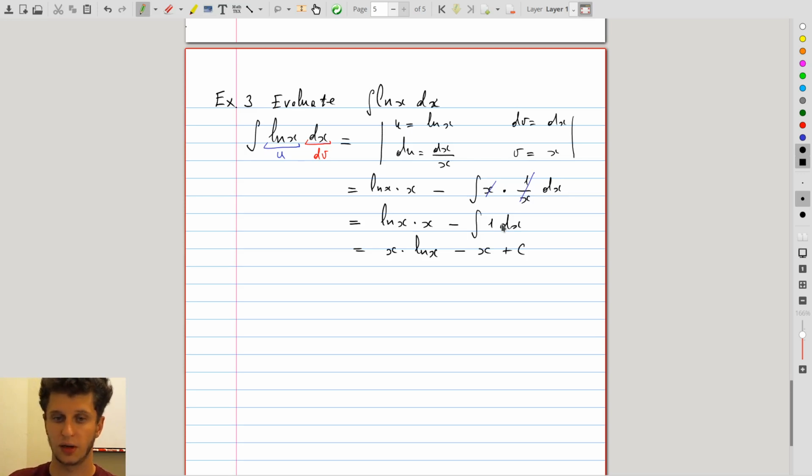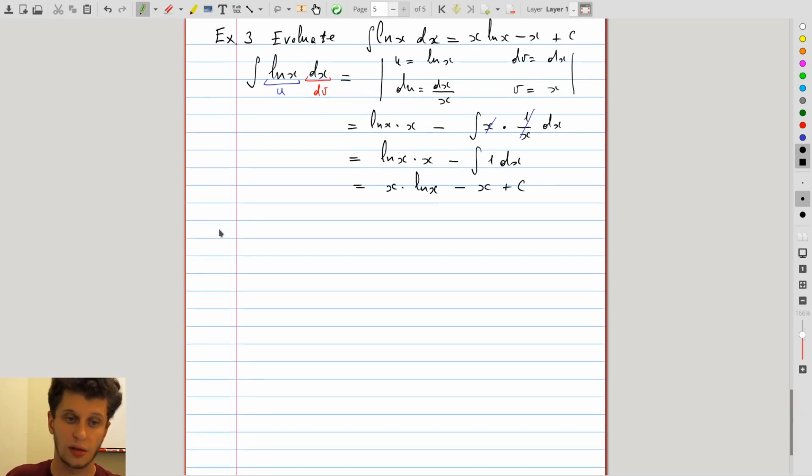To capture all the possible antiderivatives. And so as a result, the integral of log x dx is x log x minus x plus a constant. As you can easily verify, by taking the derivative of this expression, you should obtain log of x.